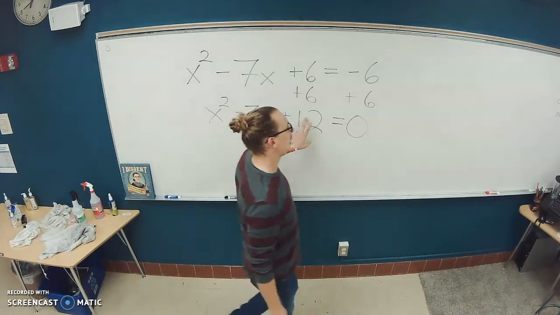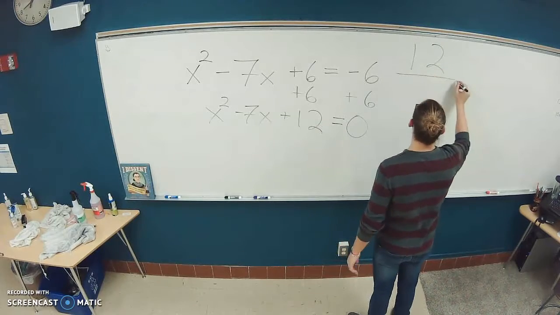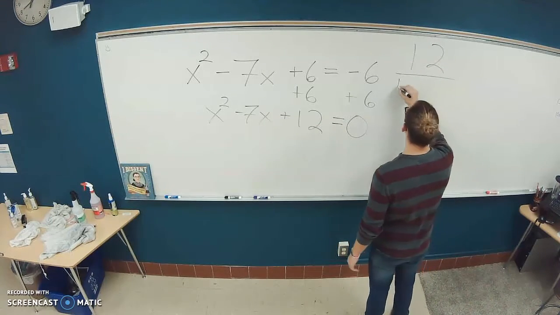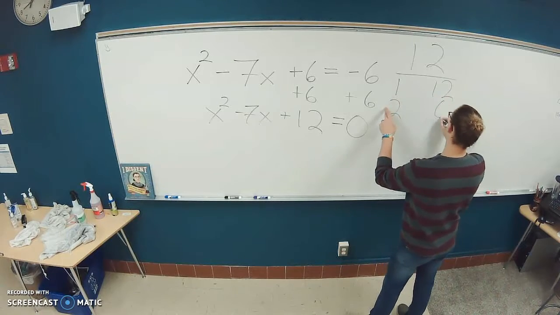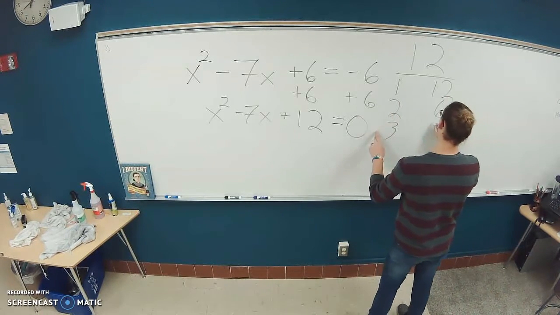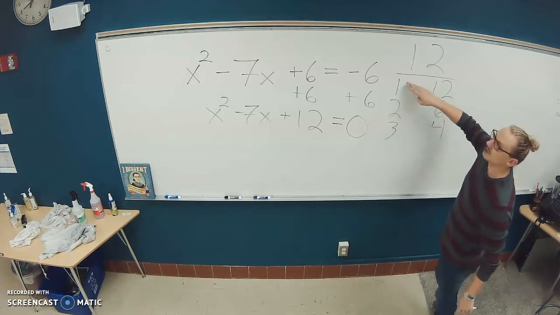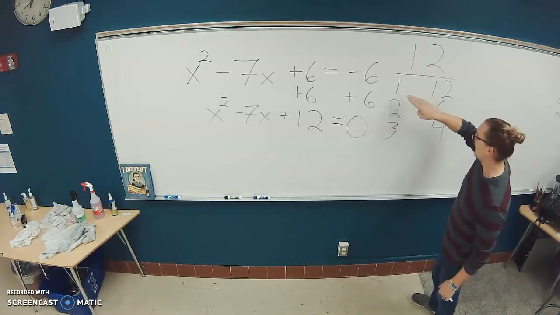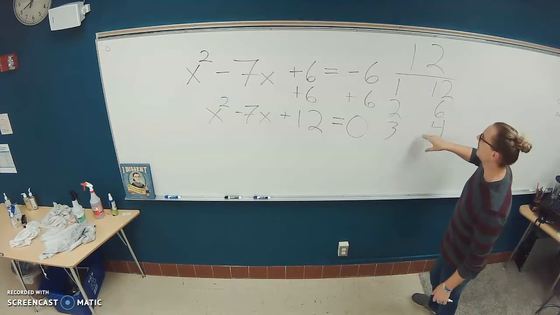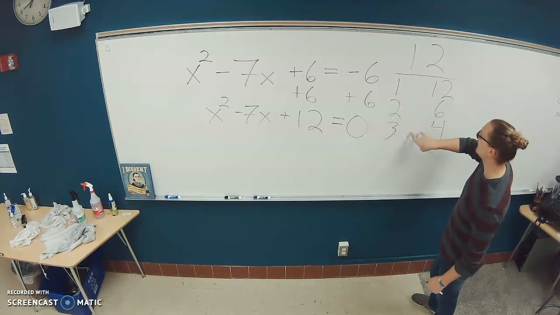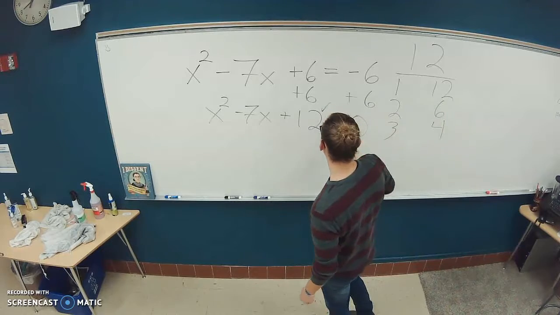So we need to look at this 12. What are the different combinations of numbers that can give me a 12? Let's go count it off. 1 and 12, 2 and 6, 3 and 4. It's going to make your lives way easier if you count up, and as soon as the next number is over here, you're done. So we've got 3 different possibilities. We've already taken care of that 12.